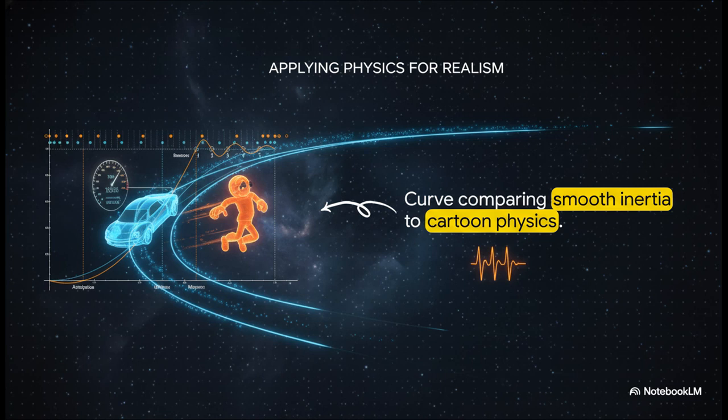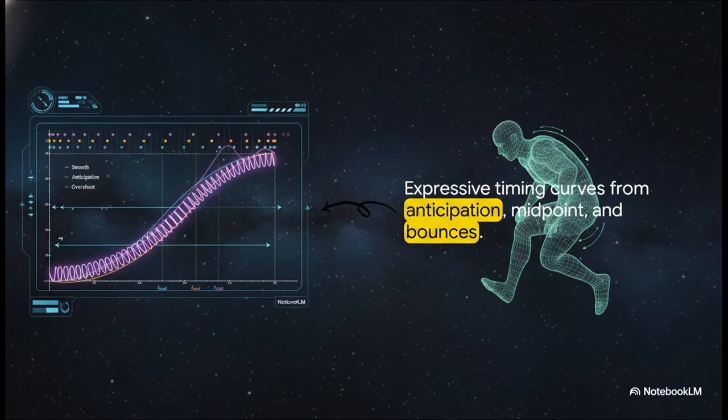Well, if we look at a kinematic timing curve, smooth inertia is represented by gently easing into and out of a motion naturally. But a physical object simply cannot stop instantly because of inertia. So animators use mathematical curves to simulate what we call anticipation at the start and overshoot at the end. That overshoot is literally the mathematical representation of a character flying slightly past their target and then settling back into place. And it gets cooler because animators can mathematically manipulate these kinematic curves using parameters like anticipation, midpoint, and bounces.